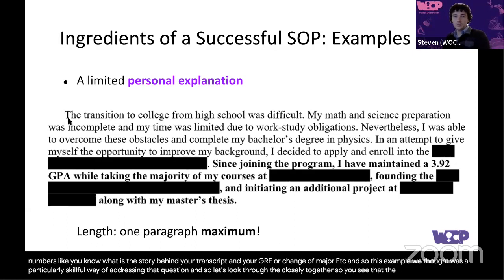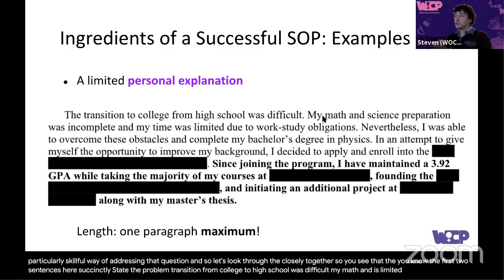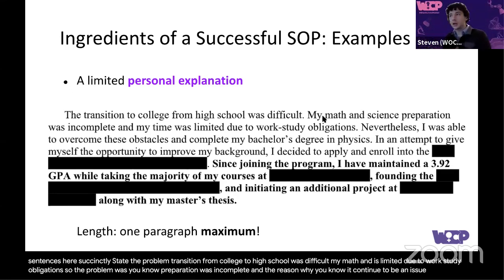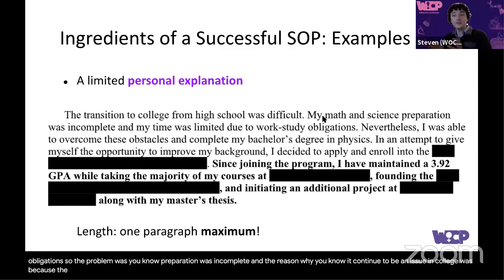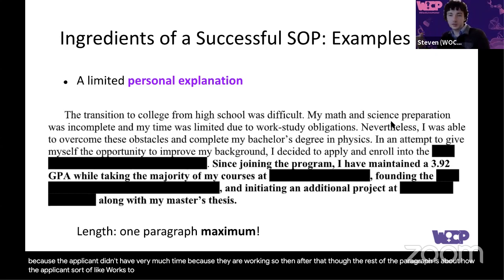You see that the first two sentences succinctly state the problem. Transition from college to high school was difficult. My math and science preparation was incomplete, and my time was limited due to work study obligations. So the problem was that preparation was incomplete, and it continued to be an issue in college because the applicant didn't have very much time because they were working. Then the rest of the paragraph is about how the applicant worked to overcome this barrier. We learn that the student is dedicated to the solution to the clearly stated problem.